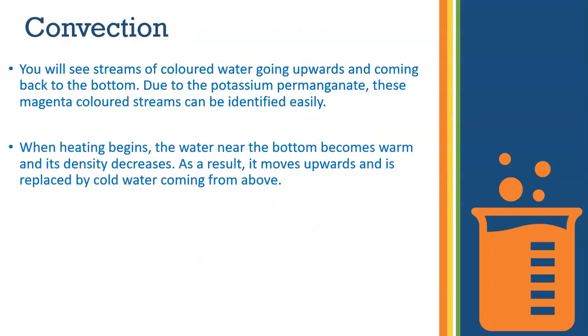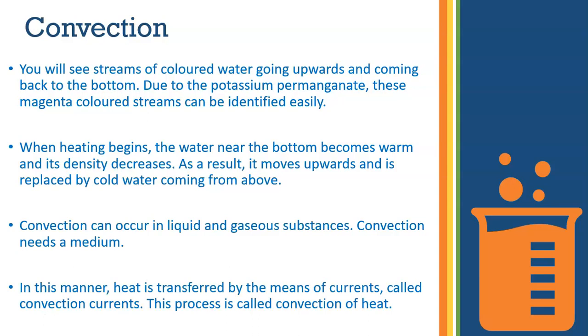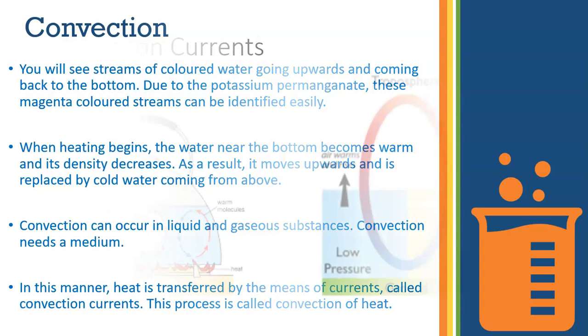When heating begins, the water near the bottom becomes warm and its density decreases. As a result, it moves upwards and is replaced by cold water coming from above. Convection can occur in liquid and gaseous substances. Convection needs a medium. In this manner, heat is transferred by means of currents called convection currents. This process is called convection of heat.